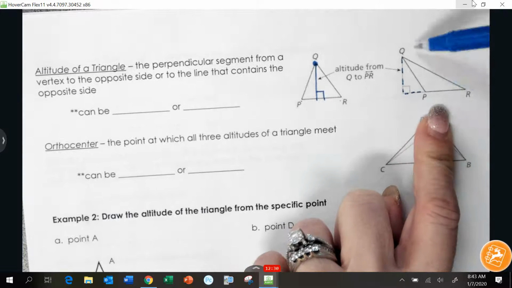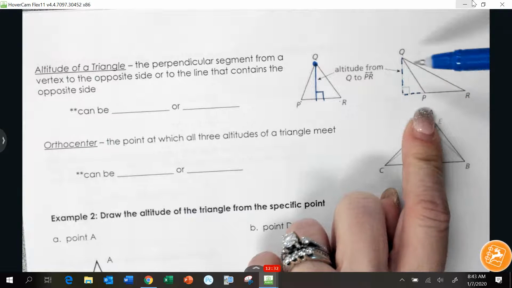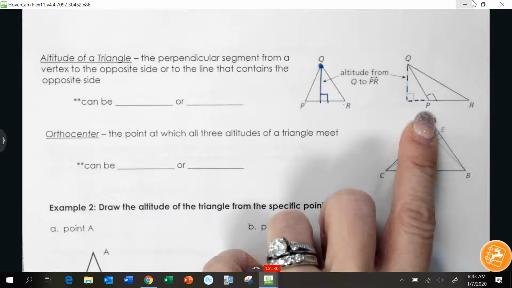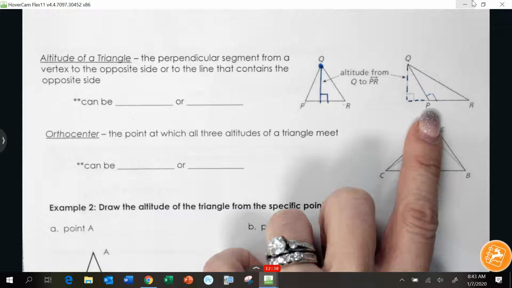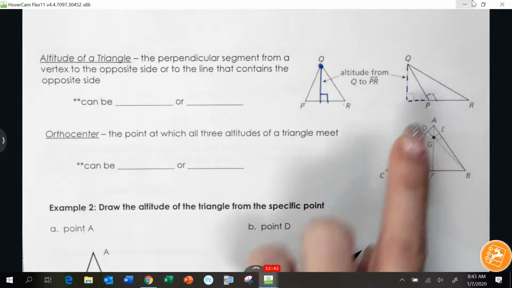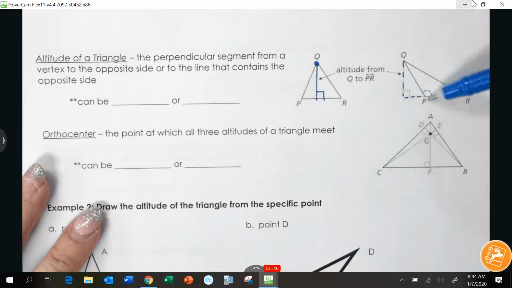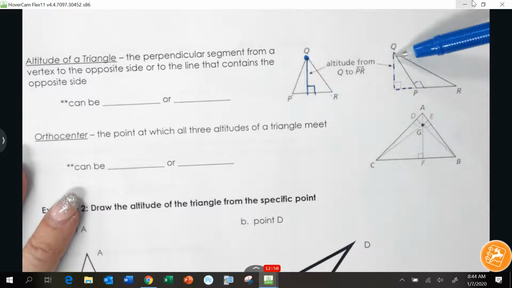In this picture, QPR is the triangle. What kind of triangle is this? Oh no, we've forgotten everything we learned. Jesse, what kind of triangle? Obtuse triangle, thank you. Obtuse triangle.